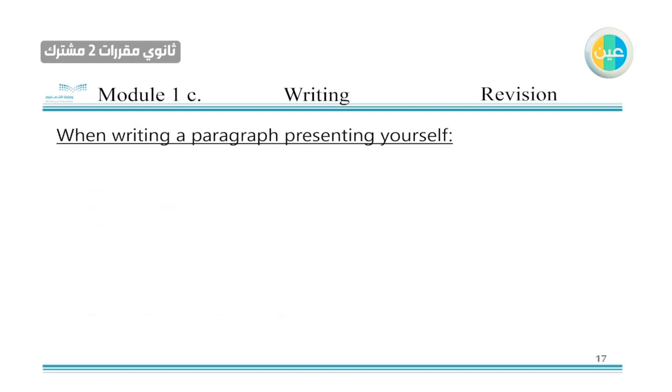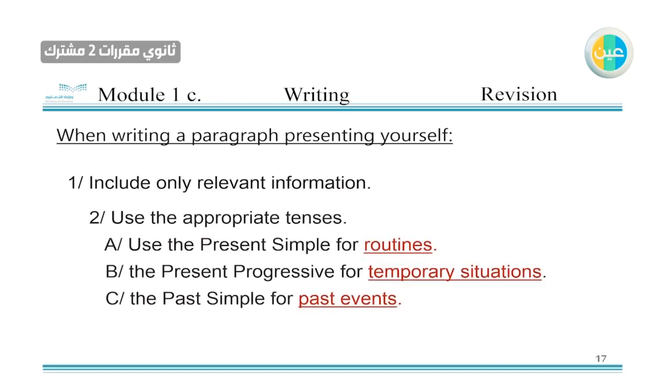Now, moving on to the writing part, you have 2 paragraphs. The first one is presenting yourself. If you're asked to write a paragraph to present yourself, you are going to use different information. That's why we took the present progressive and the past simple in this module. You're supposed to write at the end a paragraph about yourself. You're going to include any relevant information, any information about you. You're going to tell me about that.